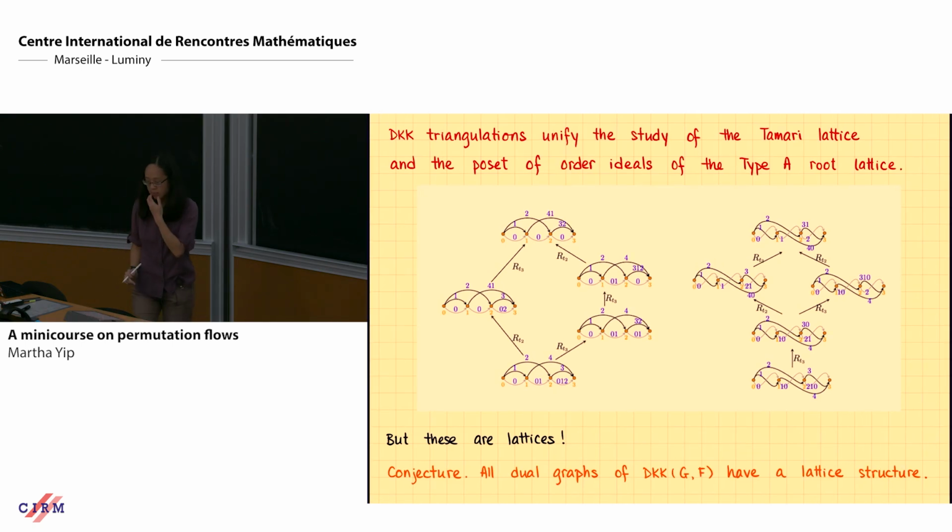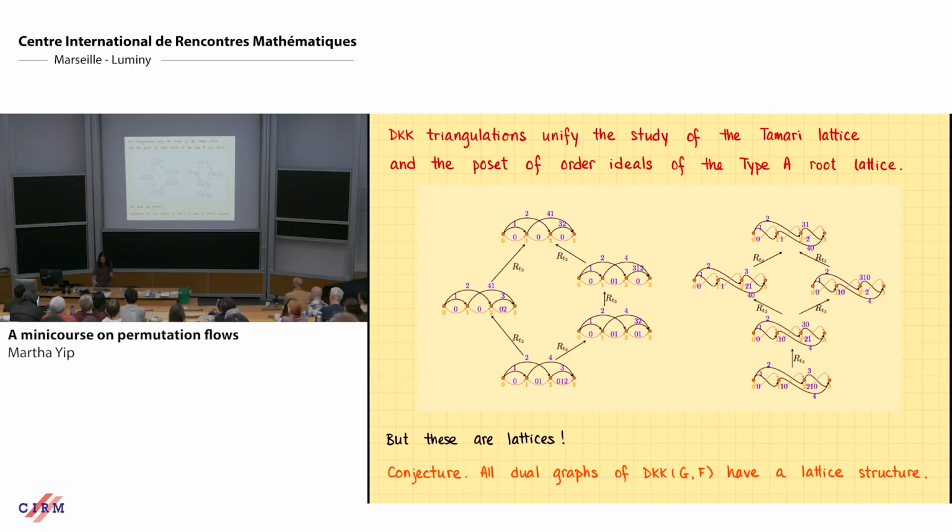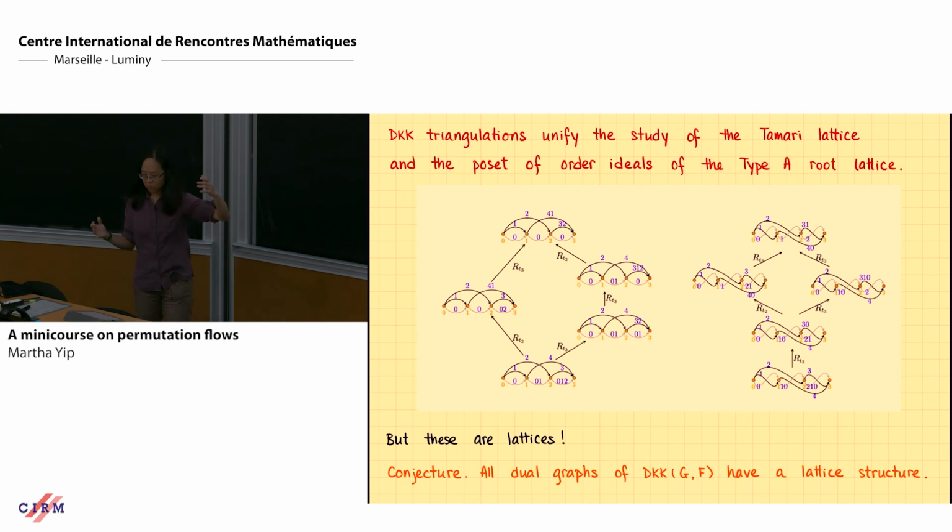One of the takeaways is that triangulations unify the study of the Tamari lattice and the poset of order ideals of the type A root lattice. And that's just another way of describing this lattice over here. For a very long time, my training was originally in symmetric functions, and in symmetric functions, the only Catalan object structure that I ever cared about was this one. I never found a reason to care about the Tamari lattice at all because I'm not a geometer. But then I discovered this stuff and I realized it's basically the same thing.